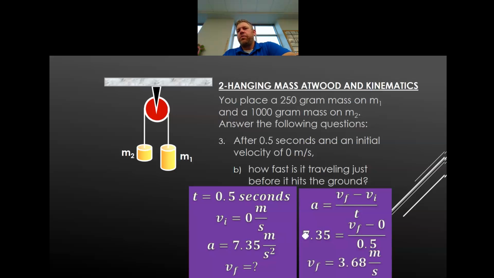We're going to take and multiply that by 0.5. We find that at the end, this thing's going to be going about 3.68 meters per second. So probably about 9 or 10 miles an hour, if that makes sense.